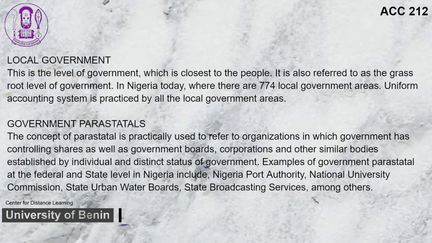Government parastatals. The concept of parastatal is practically used to refer to organizations in which government has controlling shares, as well as government boards, corporations, and other similar bodies established by the individual and distinct status of the government. Examples of government parastatal at the federal and state level in Nigeria include Nigeria Port Authority, National University Commission, State Urban Water Boards, State Broadcasting Services, among others.